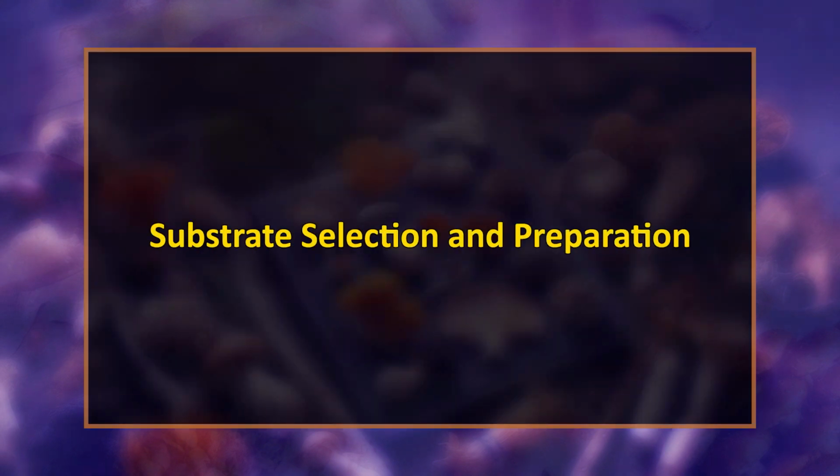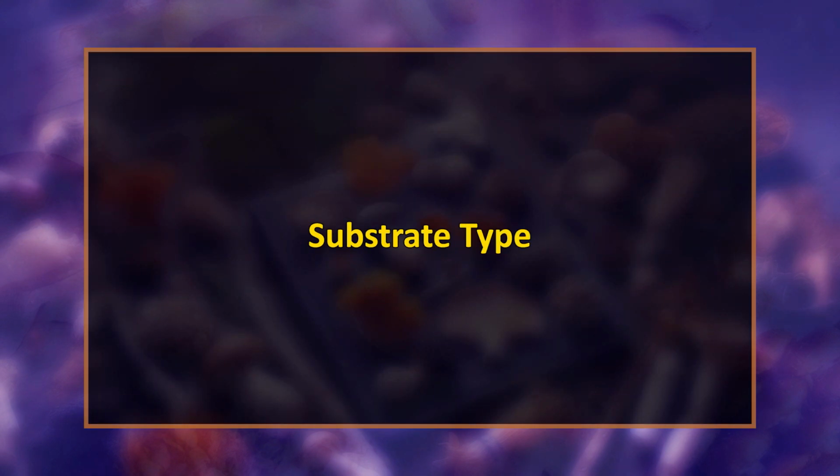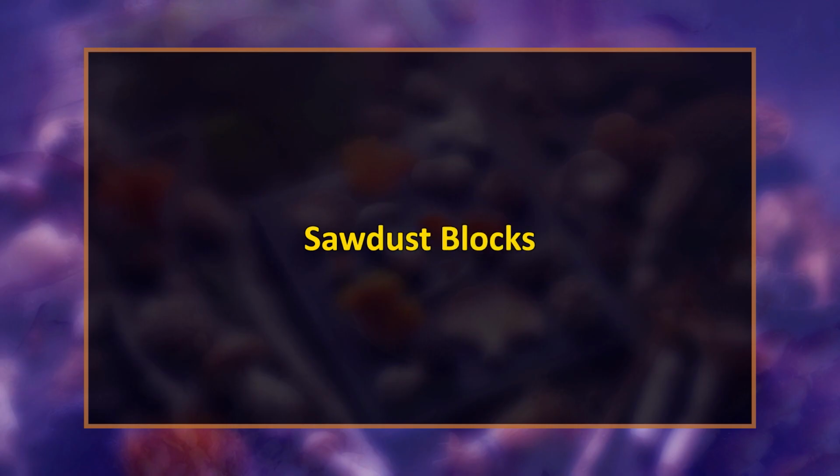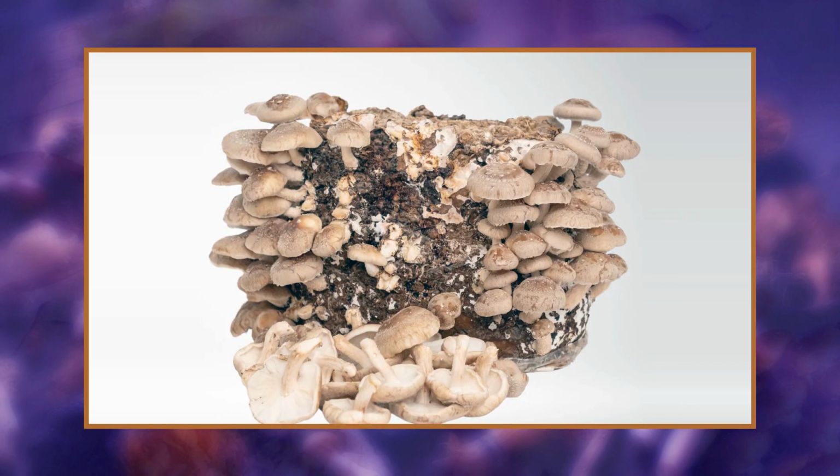Substrate selection and preparation. First, we discuss the substrate type, in which we are going to discuss hardwood logs first. Traditional shiitake cultivation often uses freshly harvested oak logs or other suitable hardwoods such as maple or elder that retain bark for moisture control. Second is the sawdust blocks. Commercial operations and indoor growers often use sterilized hardwood sawdust supplemented with bran, which includes wheat, rice, or other cereals to enhance nutrient content.